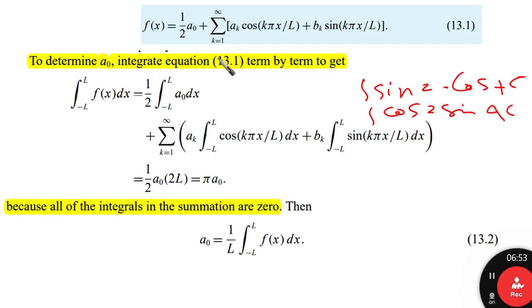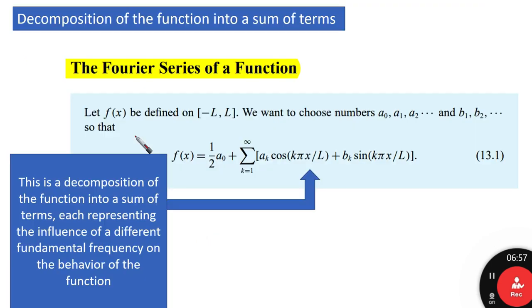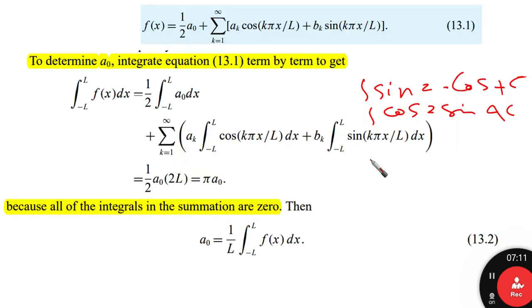Now let's go to how to obtain them. From the previous slide, we understood that we want a0, ak, and bk. These are the most important things for us. The other remaining parts are known for us: sine and cosine. So now let's go to a0.